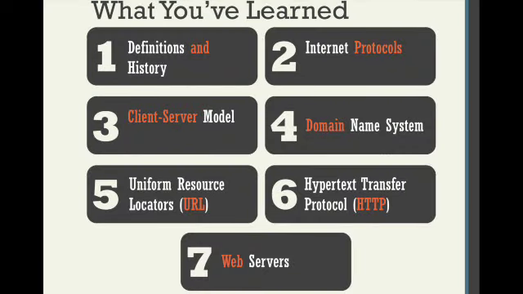So let's recap. In this lecture, we first started off with a brief history of the internet and the web. Then we looked at the internet protocols. We looked at 4 layers and the protocols on each layer. Then we looked briefly at what a client-server model is and how it is crucial to the functioning of the web. Then we looked at the domain name system, which is used for resolving a domain name to the IP address. Then we looked at uniform resource locators. We looked at the HTTP protocol, the hypertext transfer protocol, which is an application layer protocol used in web communications. And finally, we briefly looked at web servers.